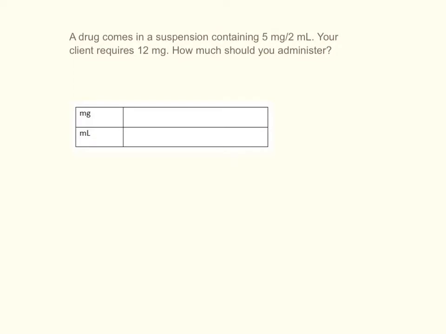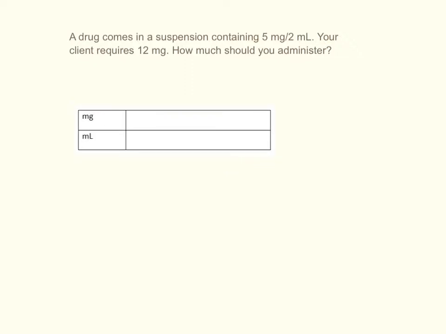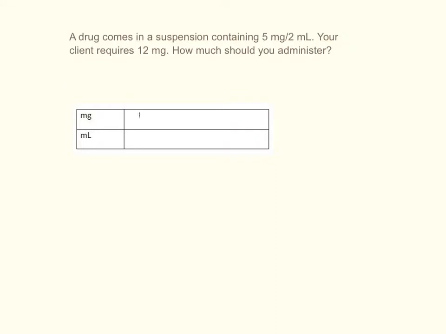Now let's look at just a slight variation on this problem. I've still got a drug that comes as 5 milligrams per 2 milliliters, so I can put my 5 in here and my 2 milliliters in here. This time I want to know how much to administer in order to get 12 milligrams. Okay, so this time my unknown is still down here in this box. That's my question mark.